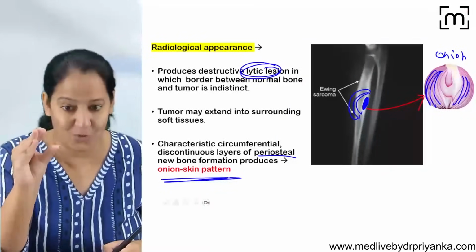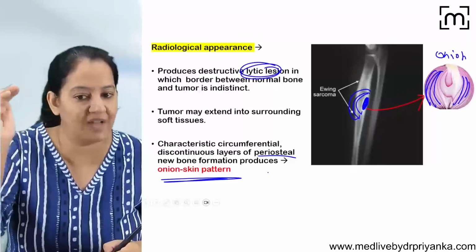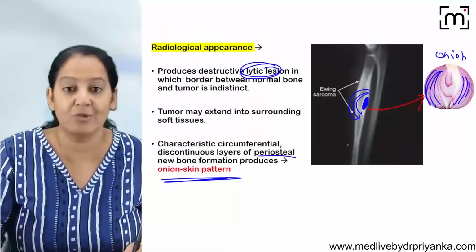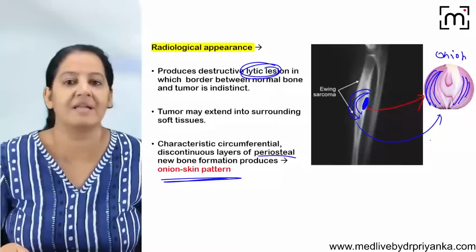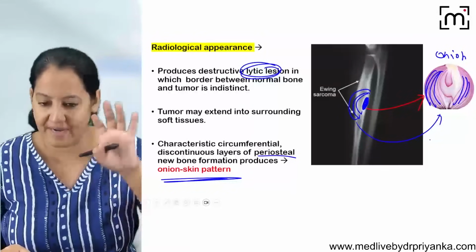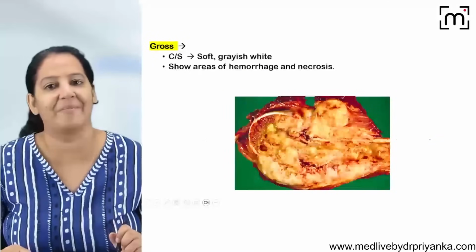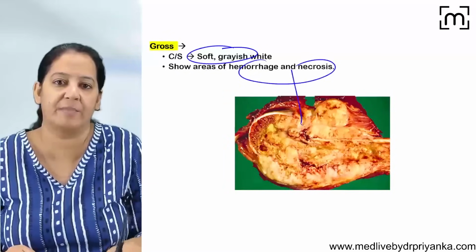So there is a lytic tumor over which periosteal reaction is there, the new bone formation in the form of layers of mineralization. So it is looking like the skin of an onion, because the skin of onion is also in the form of layers. It is known as onion skin pattern. Please learn it, remember it, describe it, and you should be able to identify it in the diagram. Grossly, the tumor looks soft, grayish white with areas of hemorrhage and necrosis.